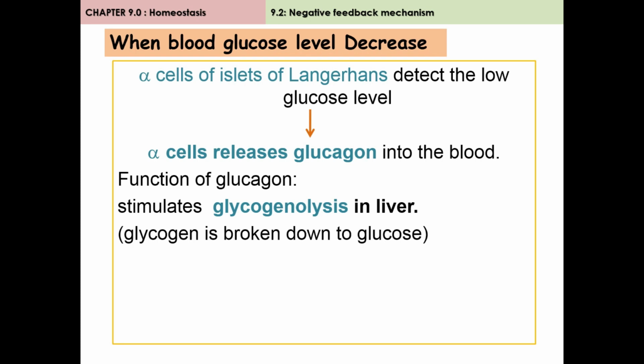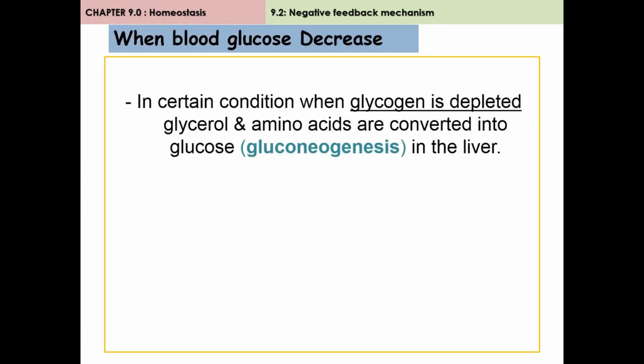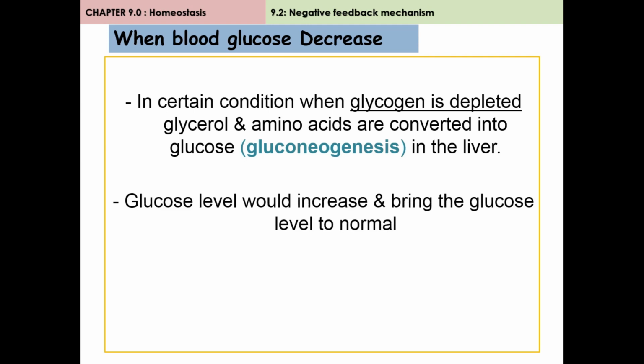Okay, in certain conditions, when glycogen is depleted, glycerol and amino acids are converted into glucose in the liver. Glucose level will increase and bring the glucose level to normal.